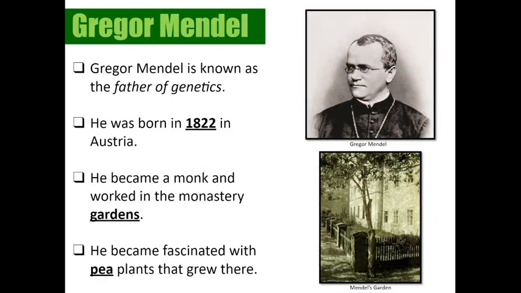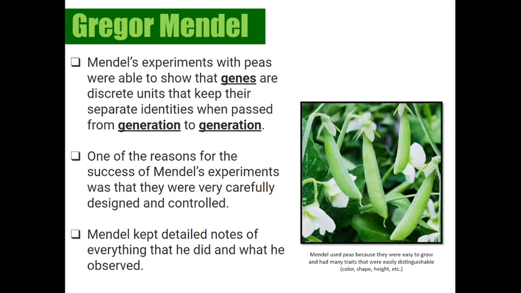So, Gregor Mendel is known as the father of genetics, and he was born in 1822 in Austria. He became a monk and worked in the monastery gardens, and he became fascinated with pea plants that grew there. Now, Mendel's experiments with peas were able to show that genes are discrete units that keep their separate identities when passed from generation to generation.